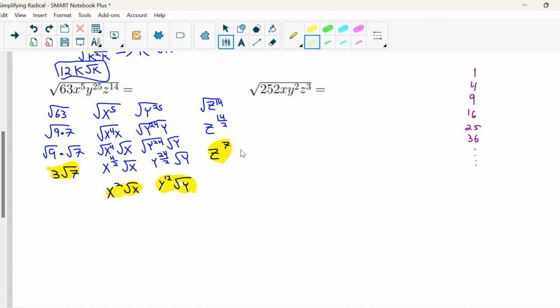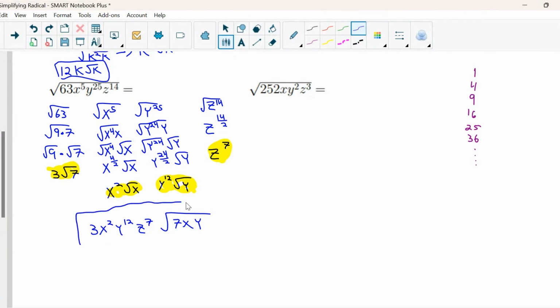All right, so now that I've simplified each of my components separately, what I'm going to do is take all of my radicals and combine them together, and all of my coefficients, or numbers outside of my radical, and put them together. So my numbers outside, I've got 3, x squared, y to the 12th, z to the 7th. Then underneath my radical, I've got 7, x, and y. So that is my final answer for that one.